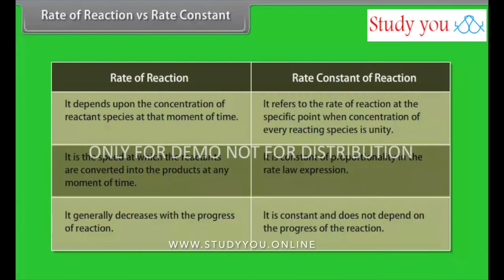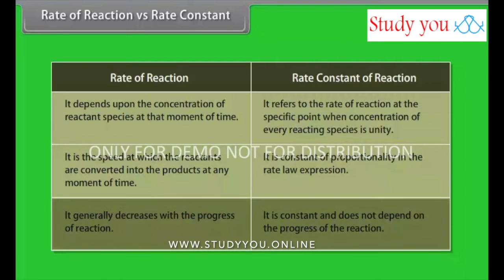Rate of reaction is the speed at which the reactants are converted into the products at any moment of time, while rate constant of a reaction is the constant of proportionality in the rate law expression. Rate of a reaction generally decreases with the progress of reaction, whereas rate constant of a reaction is constant and does not depend on the progress of the reaction.